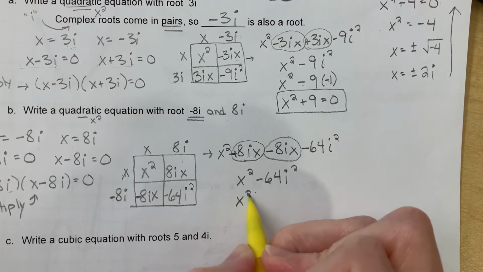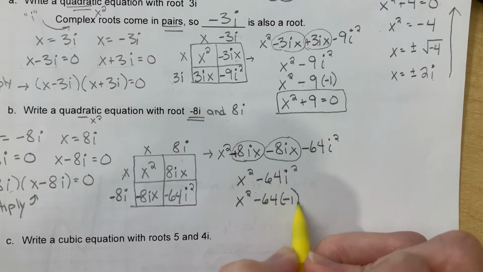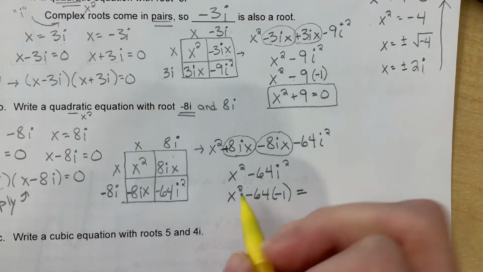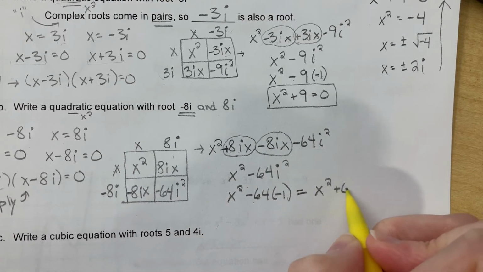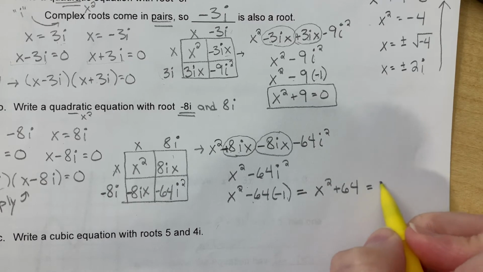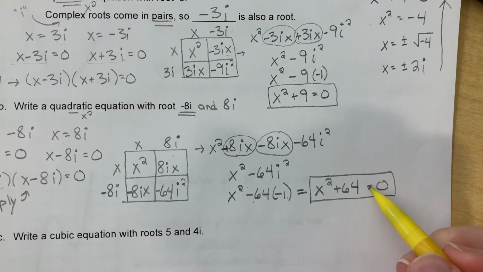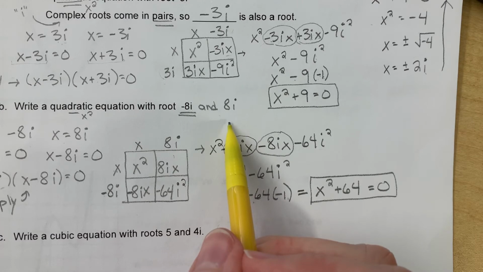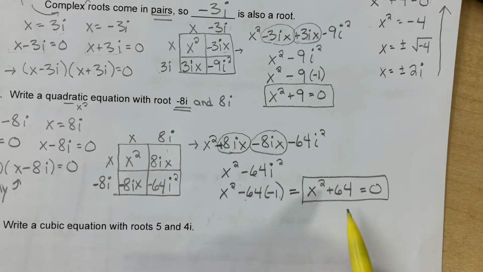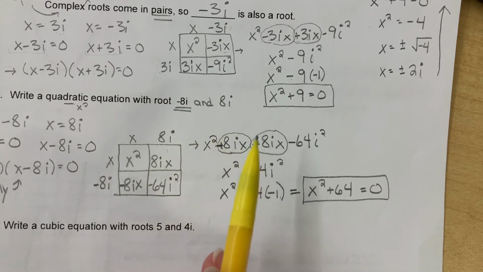And I cannot leave that i squared in my answer. So I'm going to have x squared minus 64 times negative 1, which is going to be x squared. Negative 64 times negative 1 is positive 64. So that is my equation. So if I gave you this and told you to solve it, this is what you would get: 8i and negative 8i, two complex solutions. And also if you graphed this, it would have no x-intercepts because both of your solutions are complex.